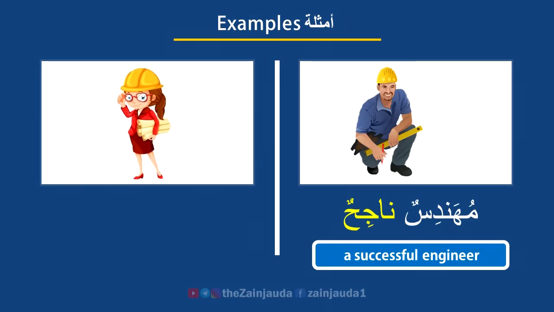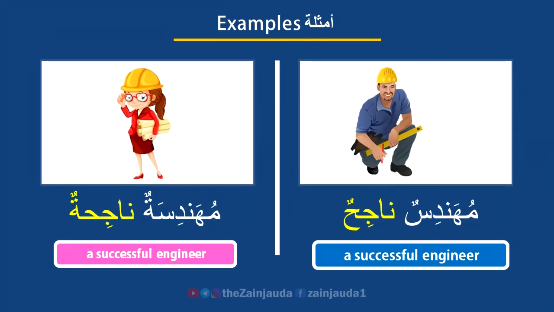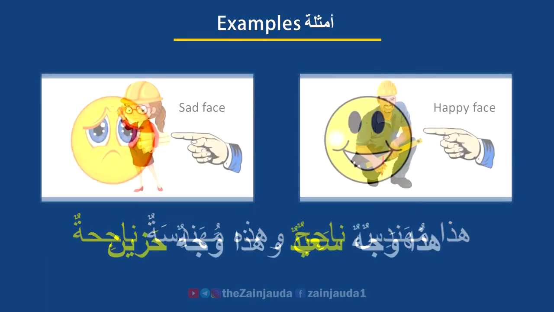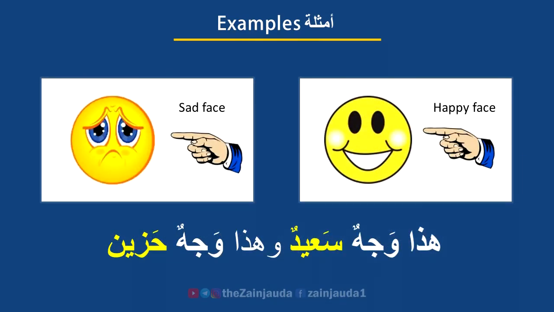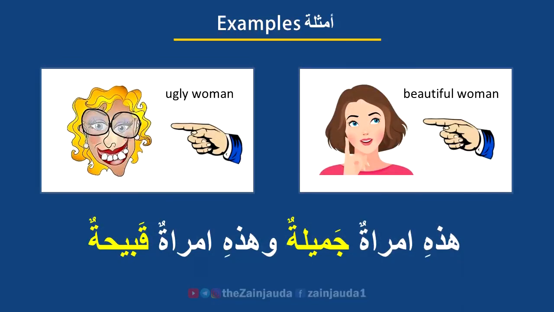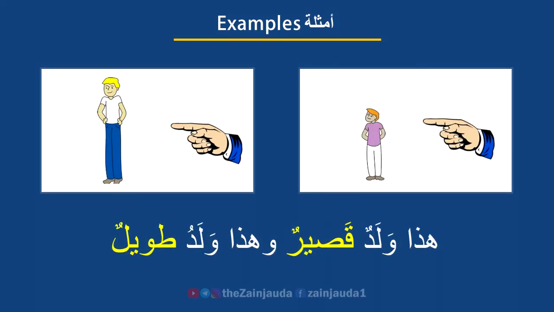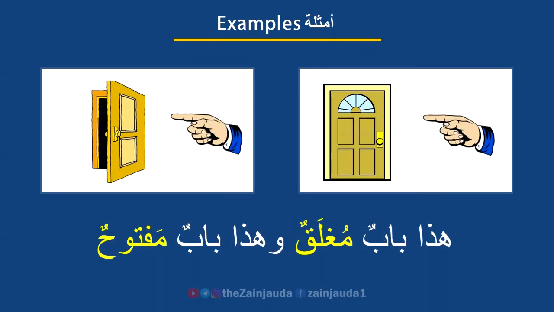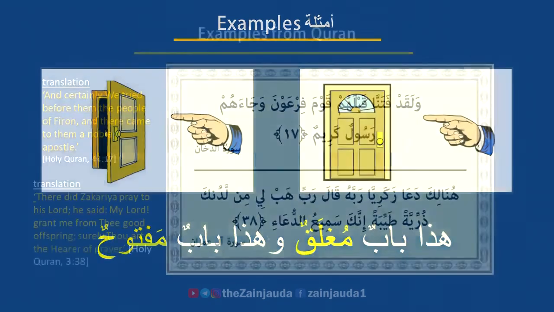مهندس ناجح مهندسة ناجحة هذا مهندس ناجح وهذه مهندسة ناجحة هذا وجه سعيد وهذا وجه حزين هذا قارب كبير وهذا قارب صغير هذه امرأة جميلة وهذه امرأة قبيحة هذا ولد قصير وهذا ولد طويل هذه بنت نحيفة وهذه بنت بدينة هذا باب مغلق وهذا باب مفتوح.